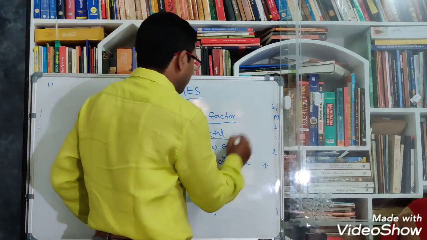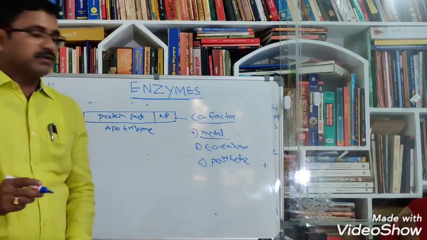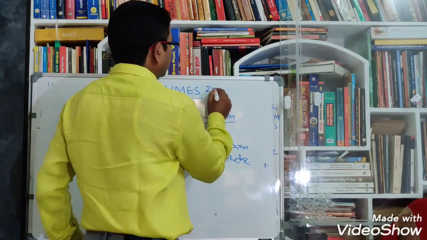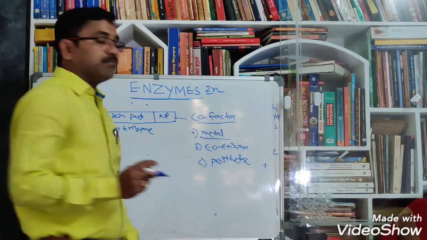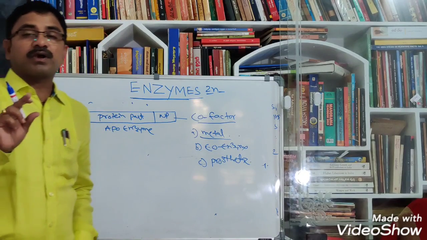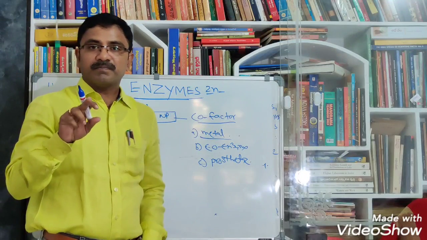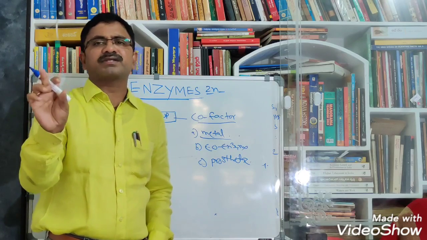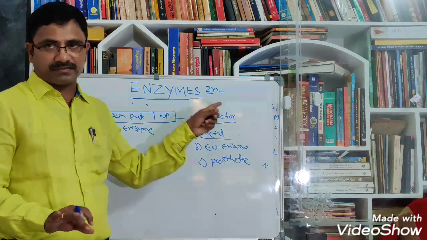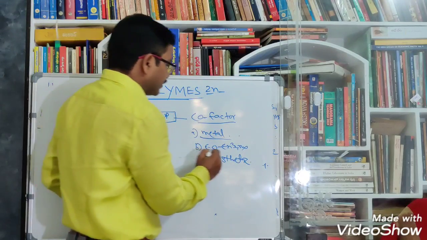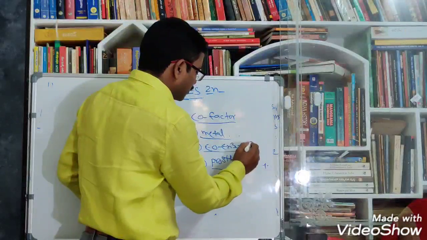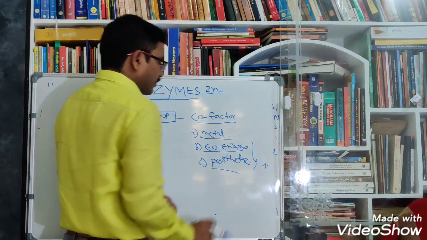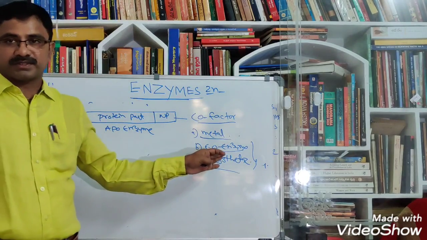Okay, here metal cofactors. We have a popular example, zinc. Zinc is a metal cofactor of carboxypeptidase. Carboxypeptidase catalyzes the reaction only with the help of zinc. So next, coenzymes. Here coenzymes and prosthetic groups are both organic substances.